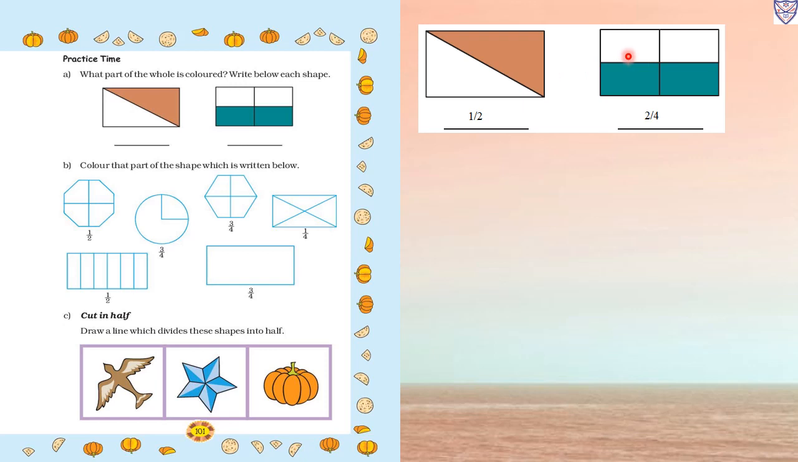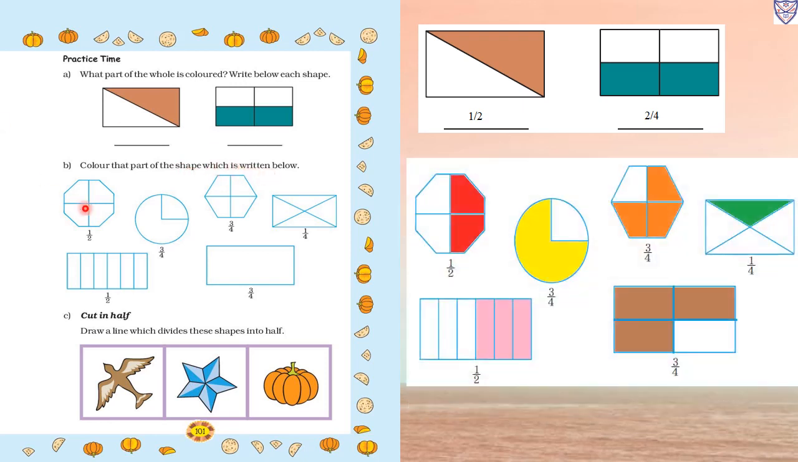Here how many parts are there? 1, 2, 3, 4. So total 4 parts. And how many parts are shaded? 2. So 2 upon 4. Now B. Color that part of the shape which is written below. So the first one is half. There are total 4 parts, and in a half we have to color 2 parts.